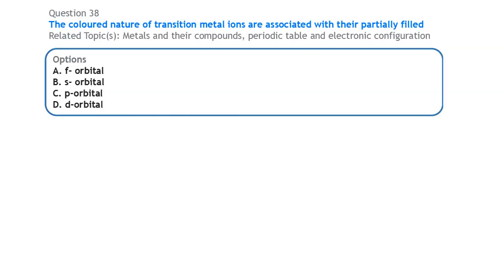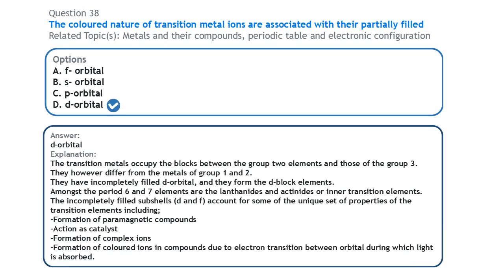The colored nature of transition metals is associated with their partially filled d orbitals, which account for many of the properties that they have, like the colored nature of their ions, the formation of complexes, and their use as catalysts.